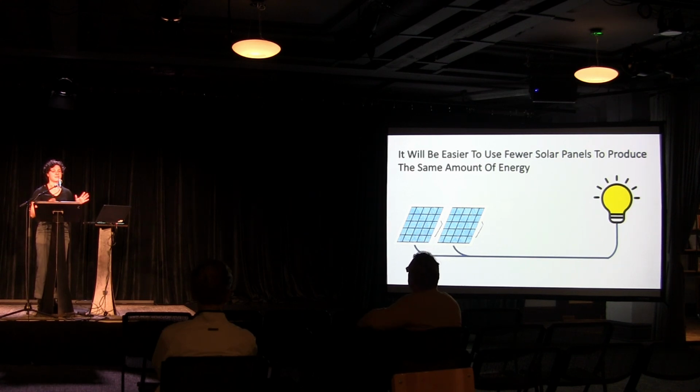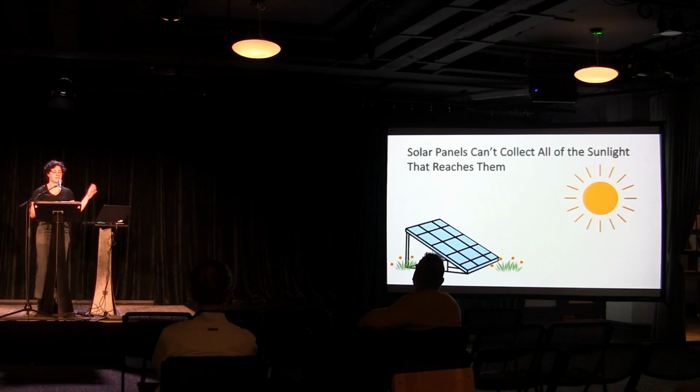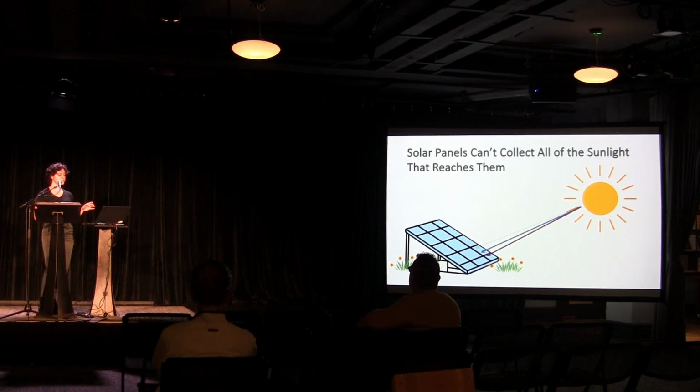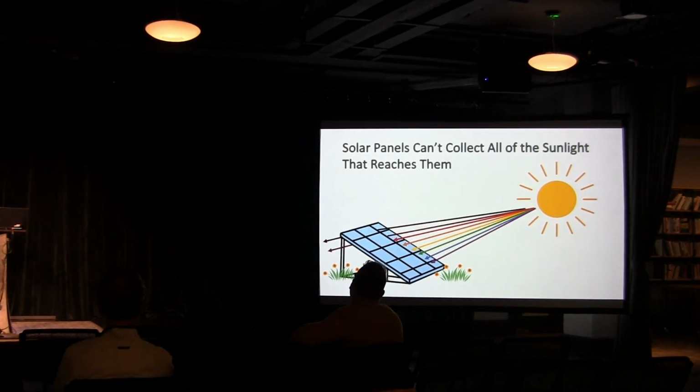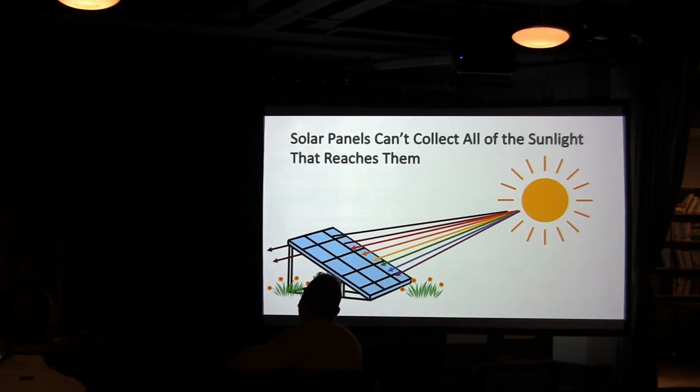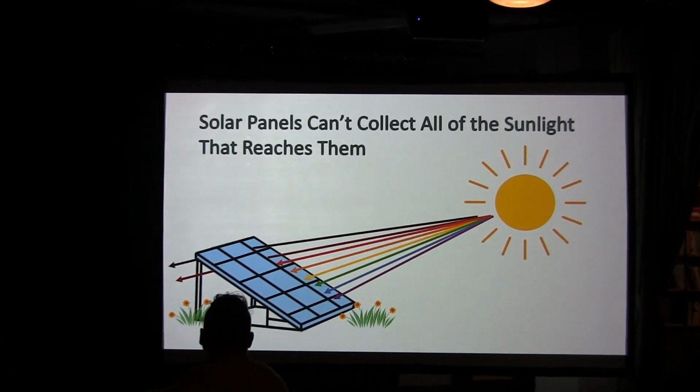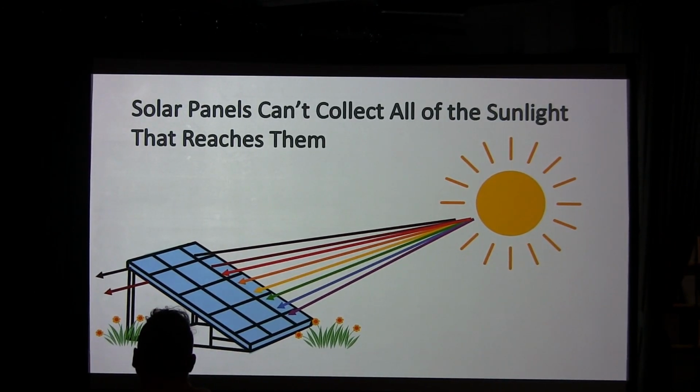But this is harder than it might seem because the amount of energy solar panels can produce from sunlight is inherently limited. So one of the inherent limits has to do with the fact that solar panels can't actually collect all of the sunlight that reaches them. This is because sunlight is made up of a broad range of energy, and solar panels can only absorb a certain portion of this broad range, while the rest just passes right through it, wasted.